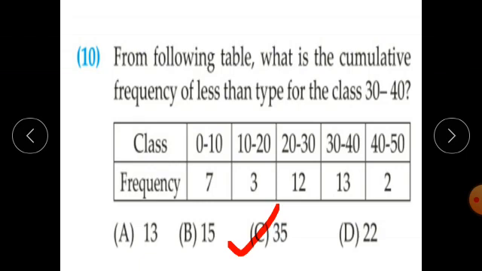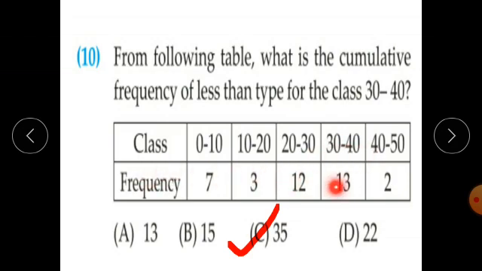Now question number 10. From following table, what is the cumulative frequency of less than type for the class 30 to 40? First row it is given class 0 to 10, 10 to 20, 20 to 30, 30 to 40 and 40 to 50. Second row it is given frequencies 7, 3, 12, 13, 2. Read question carefully. What is the cumulative frequency of less than type for the class 30 to 40? For the class 30 to 40 frequency is 13.